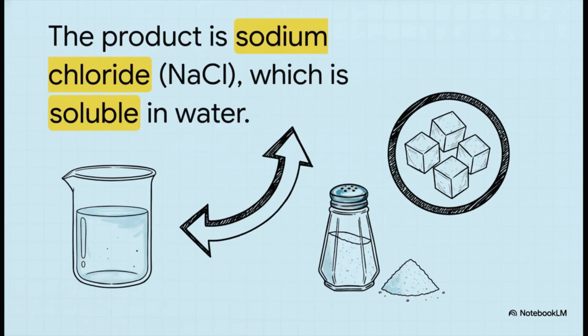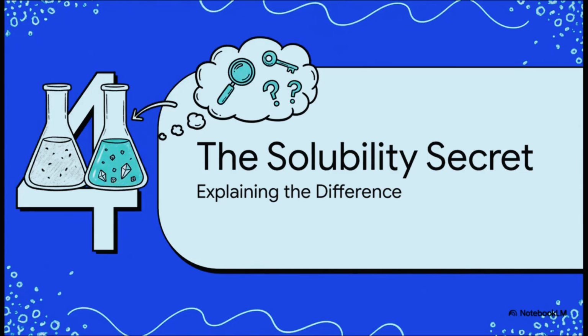Well, hold on, a reaction definitely happened. A brand new substance was formed. In this case, the product is sodium chloride. And if you're thinking, hey, that sounds familiar, you're right. It's just plain old table salt. Okay, let's review the evidence. We've got one reaction that makes a cloudy solid and another that just makes, well, salt water. It's finally time for the big reveal.